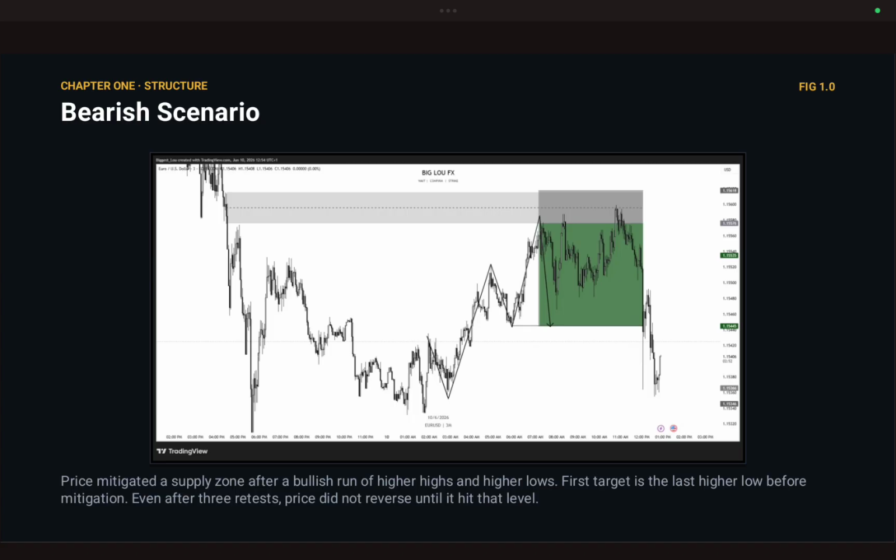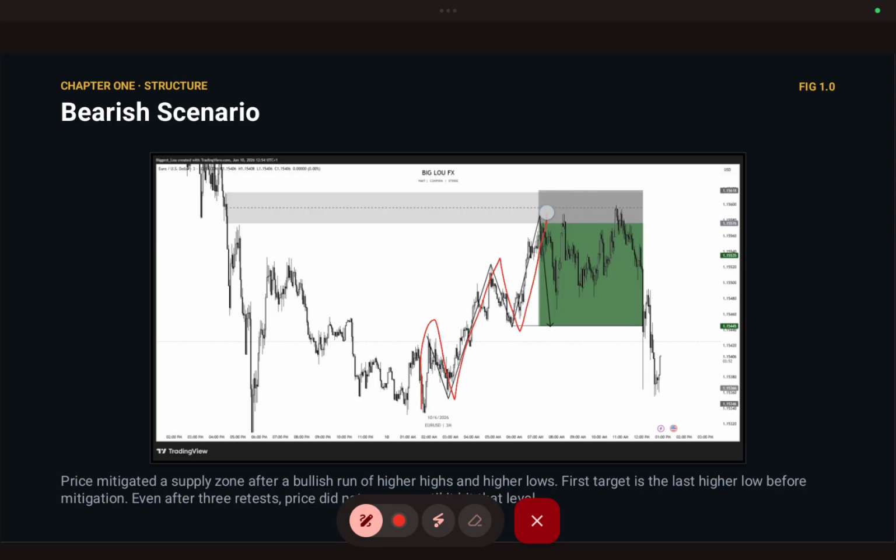Now you could see this is a bearish scenario. You could see that price mitigated a supply zone, this supply zone right here. Price mitigated the supply zone after a bullish run. Now let's mark our bullish run. You could see this is a bullish run here.